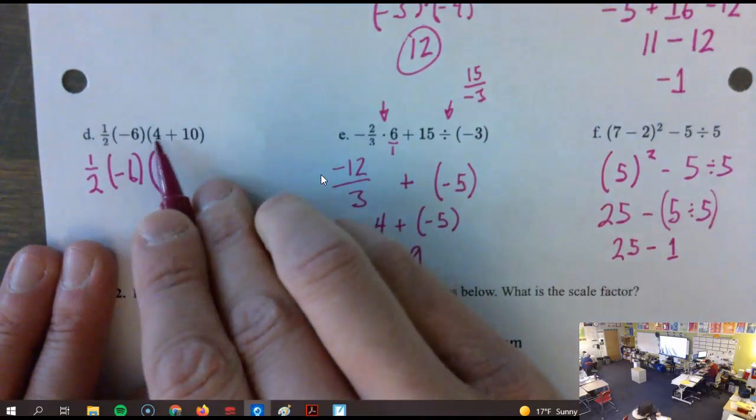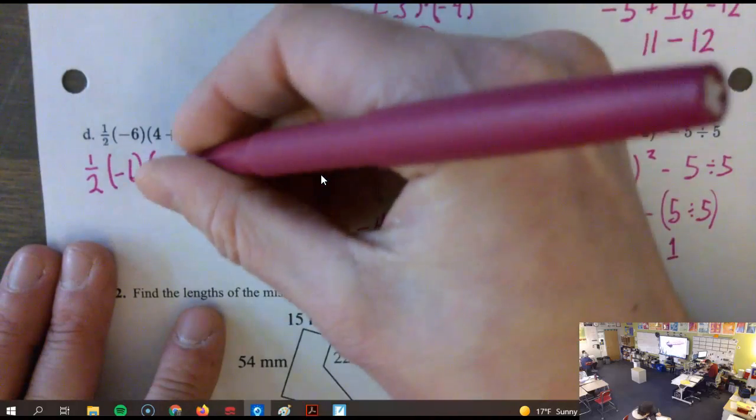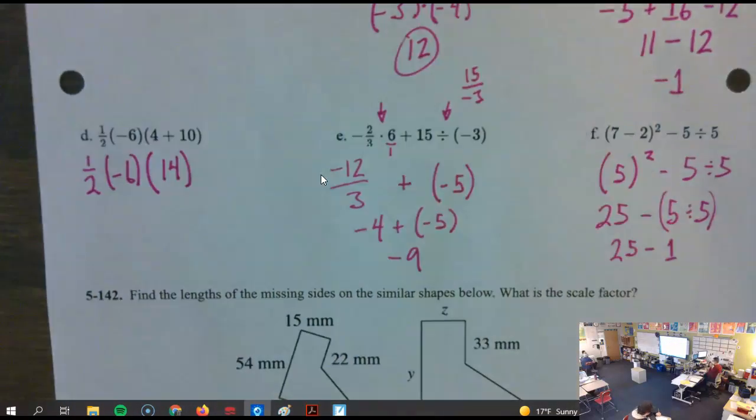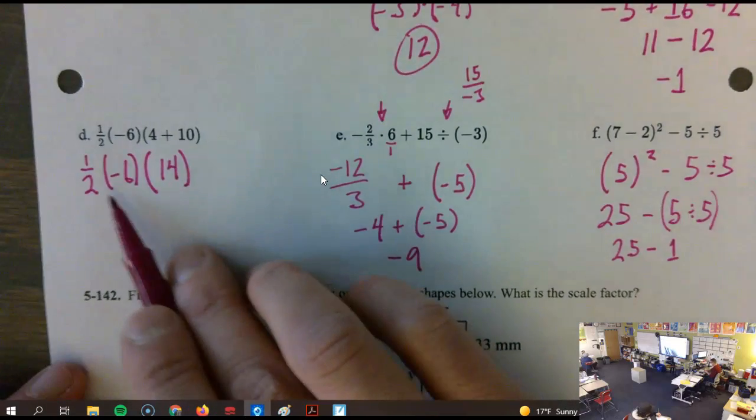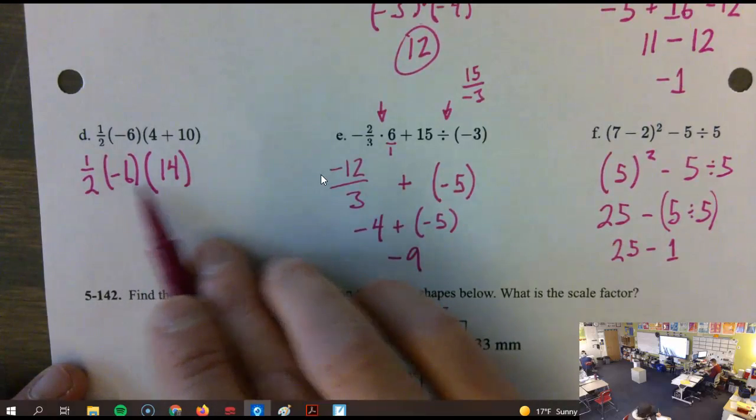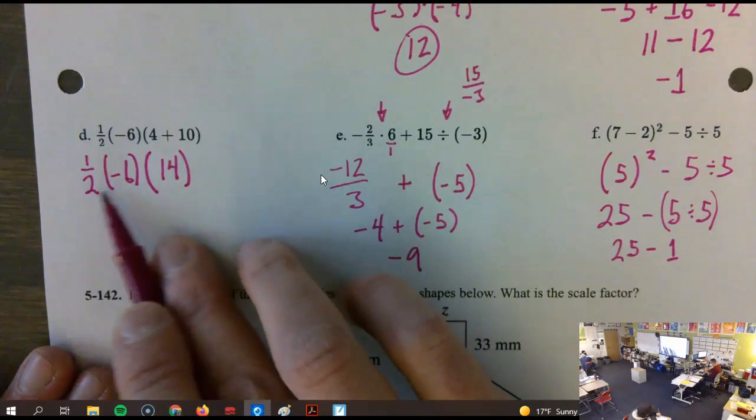So check, did you do 4 plus 10 first? And guys, your work should look very similar to mine. Notice on none of mine do I just write down the answer. That would be silly and it would probably be wrong. Then this is all multiplication. So we work it left to right.